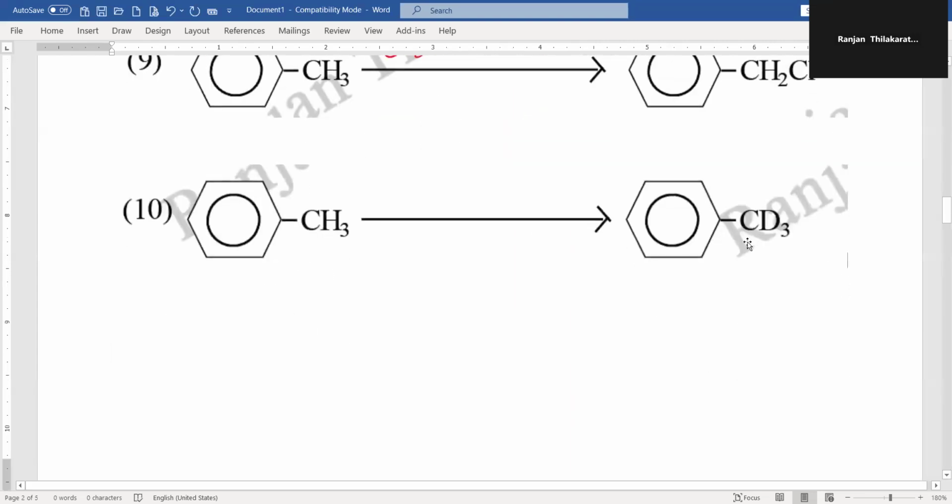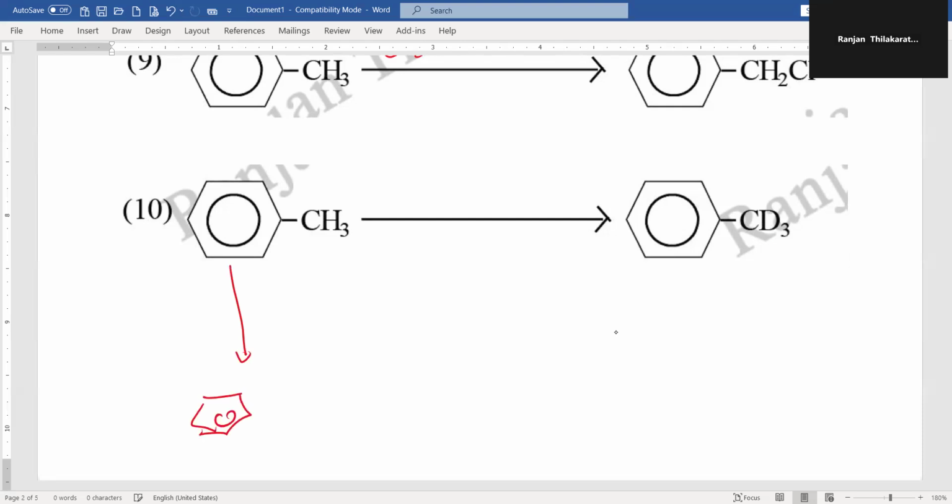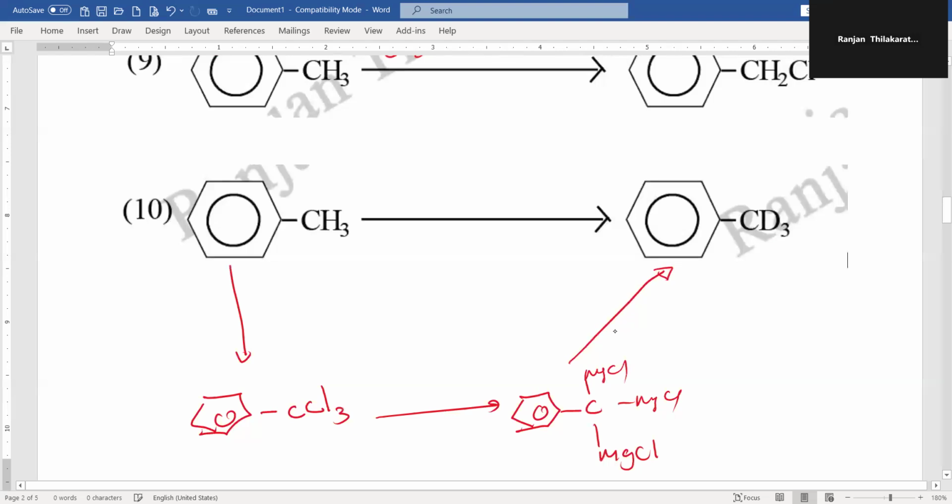Here you have CH3, only D3. So in this case, first you can convert this into CCl3, and then you can turn that into this one, MgCl. MgCl may be highly unstable, but as a theory we can do it, but I don't know practically how it can be done, right? So here what you have to do is add Cl2.